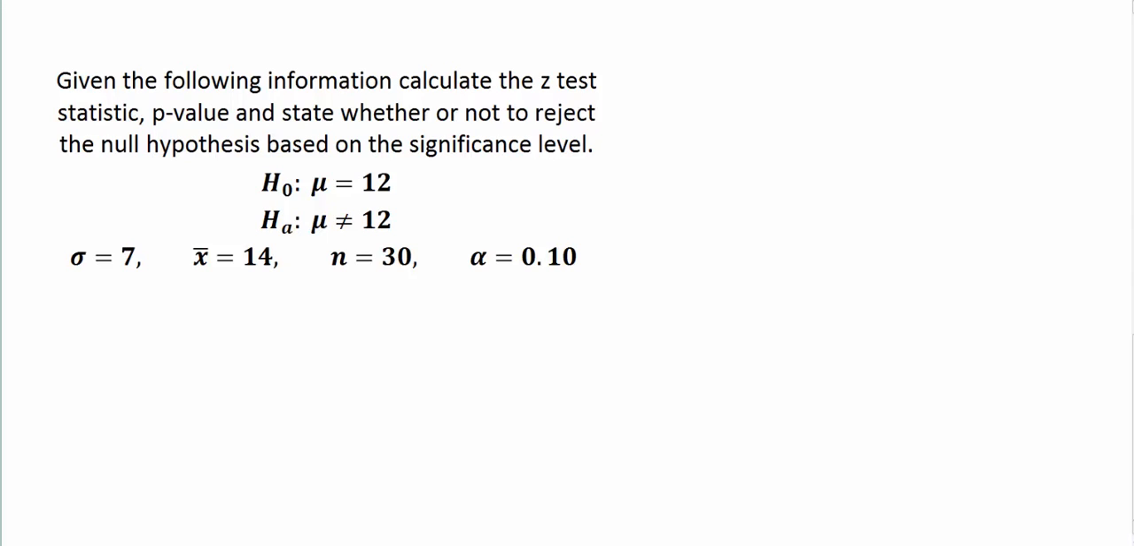In this video, let's use the following information to quickly calculate a z-test statistic, a p-value, and state whether or not we should reject the null hypothesis based upon our significance level. The first thing is we should calculate our z-test statistic.